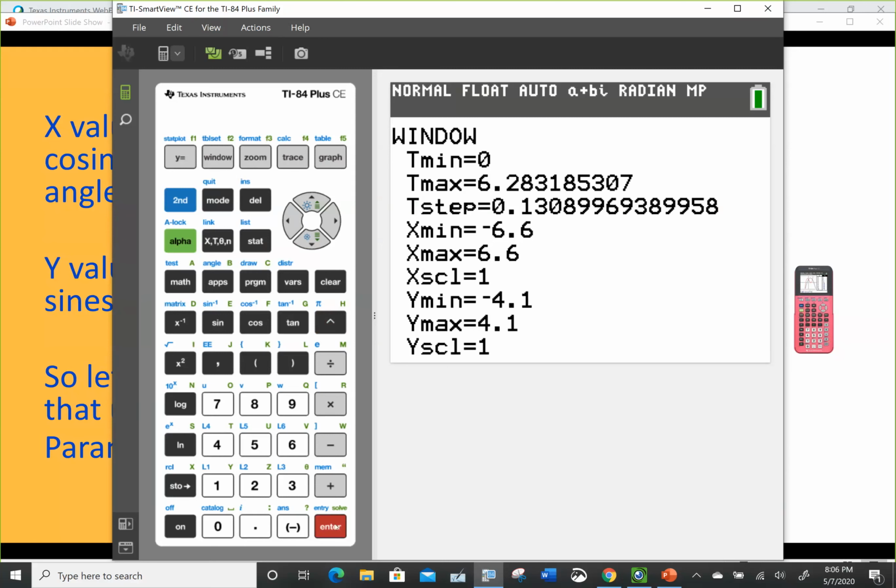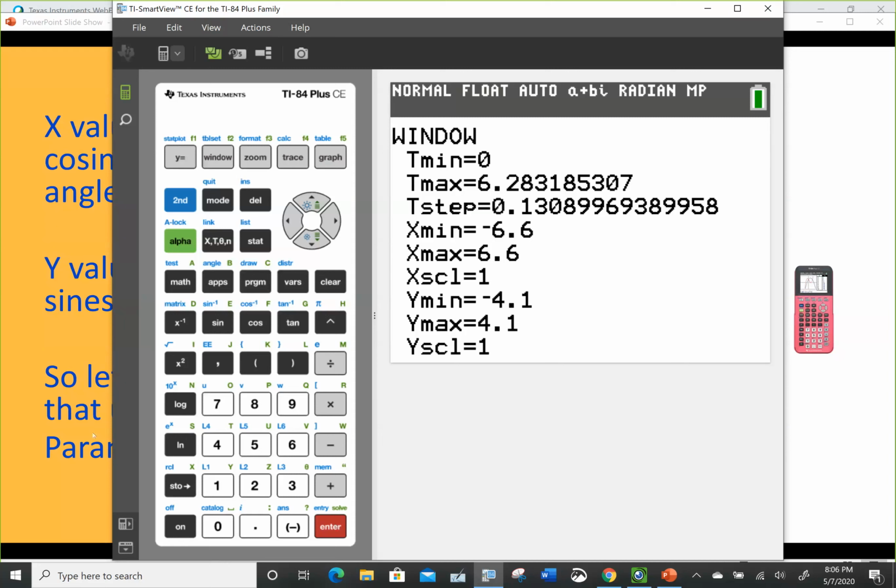If I'd left my t-step at 6, I would have gotten basically 6 points. Well, technically 7. 0, 1, 2, 3, 4, 5, and 6. And it wouldn't have probably come back to 2 pi because it wouldn't have hit it. So that's why that default is pi divided by 24. It gives you a circle, well, or at least close to a circle.